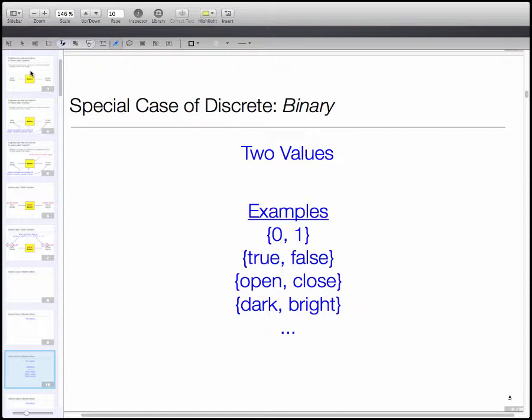A very common one, particularly in computing, is that we call one of them to be 0, the other to be 1. Which one you call 0, which one you call 1, depends. But it's very commonly, we kind of do it this way, but the main point is 2 values.